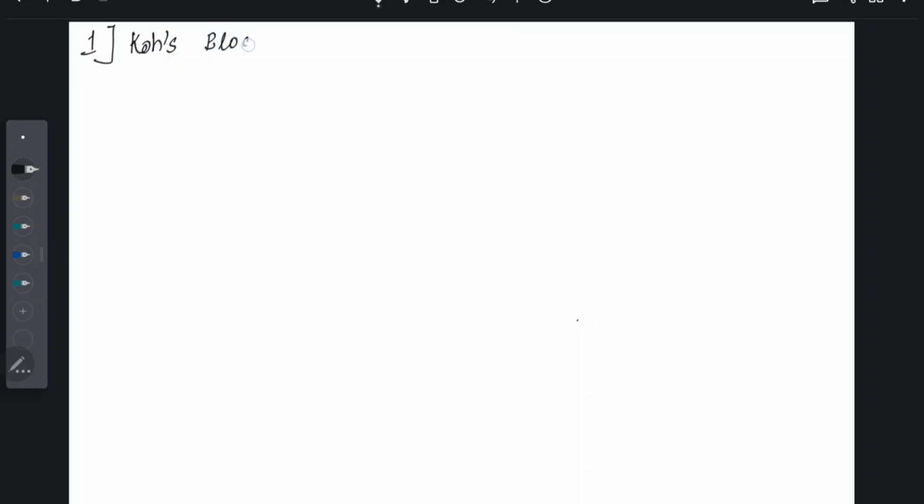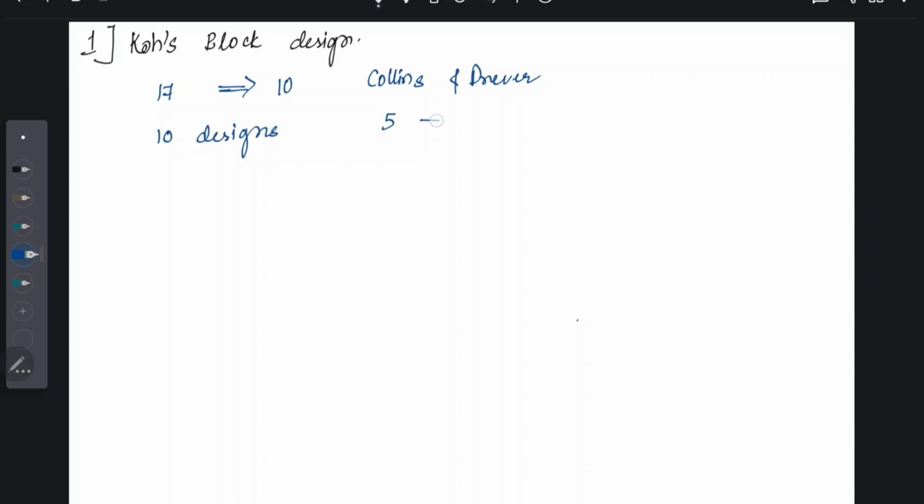Koh's block design. Originally, it had 17 designs, but 10 designs have been selected as per Collins and Drever. It has total 10 designs. Each design has a different time limit. So the beginning five have a time limit of 2 minutes to be made, and the next five have a time limit of 3 minutes.